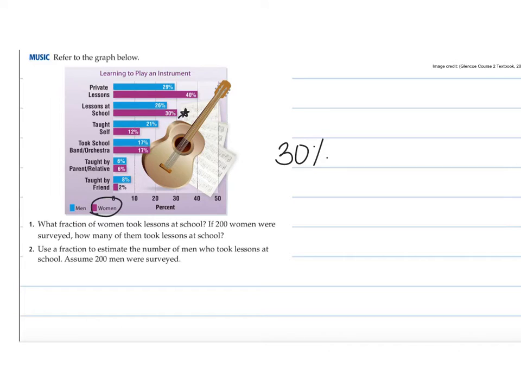Now we know that percents are always out of 100. So that would be 30 over 100. If we were to simplify that, that would simplify to 3/10. So that's what fraction, oops, not 3/100, 3/10, of women took lessons at school in order to learn an instrument.